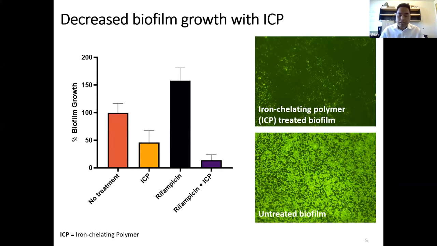So based on our data, we saw that the ICP-treated biofilms showed about 50% growth inhibition. And we could visually see this in the fluorescent imaging on the right, comparing the ICP-treated biofilm against the untreated biofilm. We also chose a sub-inhibitory concentration of rifampicin. And in combination with ICP, this sub-inhibitory concentration became inhibitory as it showed about 85% growth inhibition. Therefore, based on this data, we showed that the ICP acted as an anti-biofilm agent, and it also acted as an adjuvant for rifampicin as it gave it the boost that it needed to become more effective, even at sub-inhibitory concentration. Next slide, please.